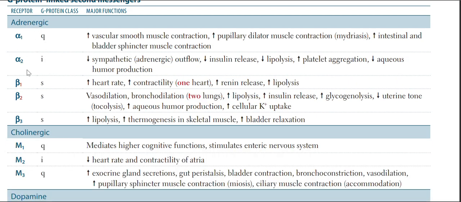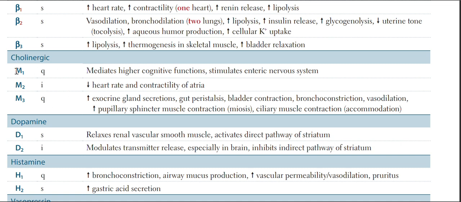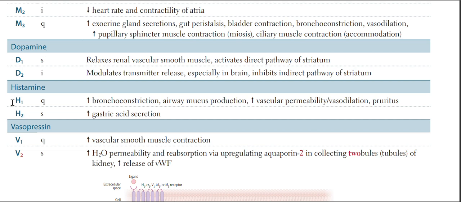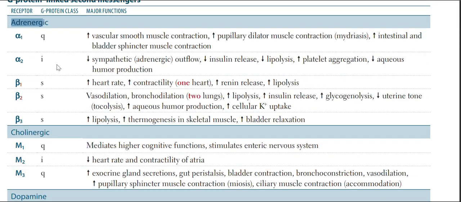Now one thing is that for adrenergic you have these 5 receptors: alpha 1, alpha 2, and then for beta you have 3 subtypes: B1, B2, B3. Similarly, for cholinergic you have 5 subtypes, but only 3 are important, which are M1, M2, M3, and M4, M5 are very low yield, so we don't really learn about those. Dopamine has 2 receptors, histamine has 2 receptors, and vasopressin has 2 receptors. So let's quickly go over what these receptors do.